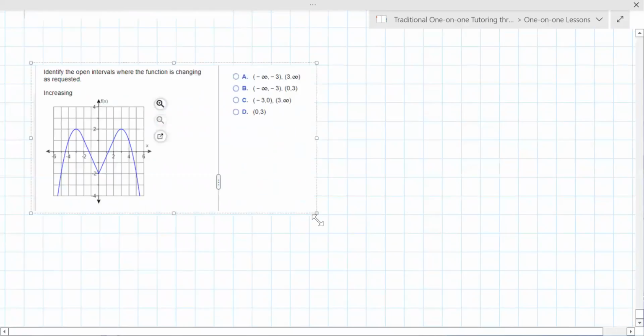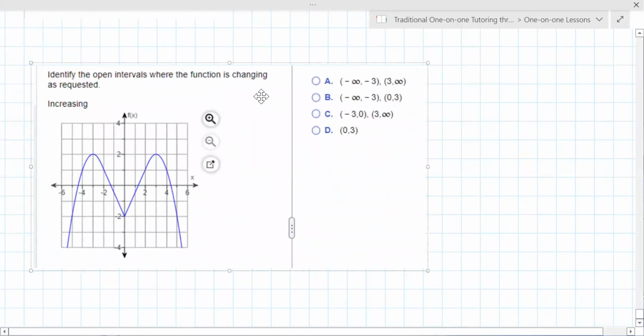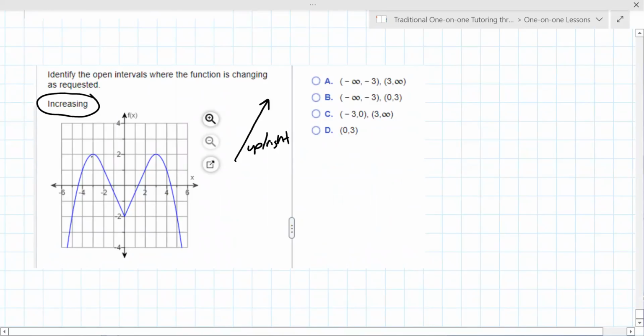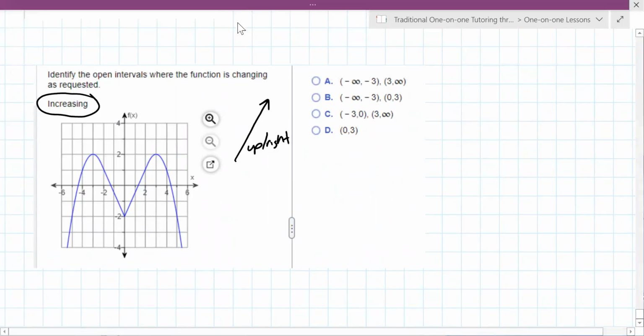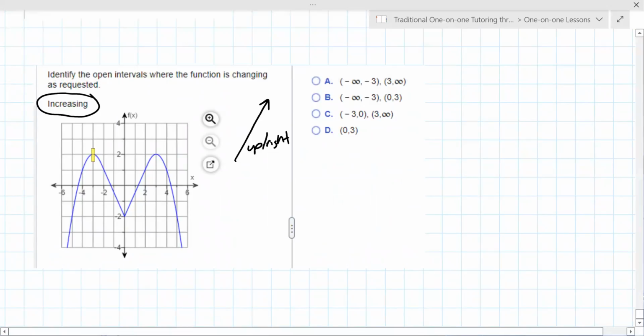All right, identify the open intervals where the function is changing as requested, increasing. So it wants to know where it's going up and to the right. You can see it's going up and to the right. Let me switch colors here. Let's go with this shaded yellow. It's going up and to the right, all in here, and then all in here.